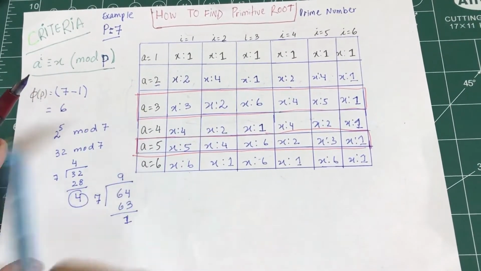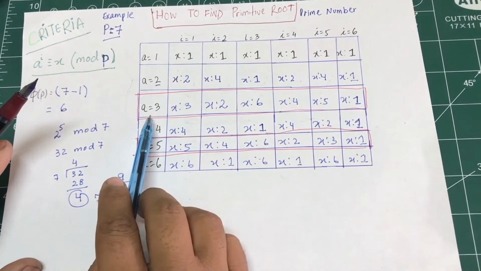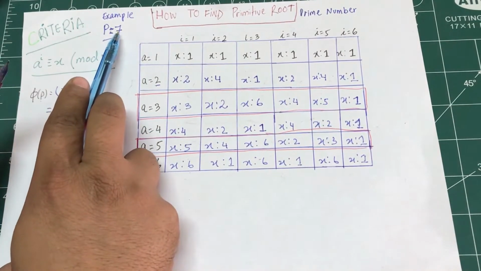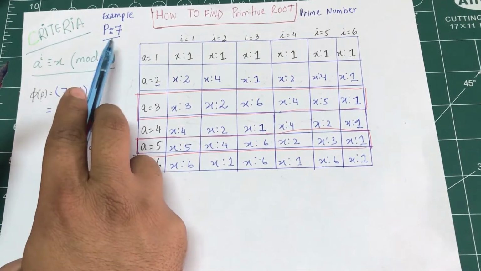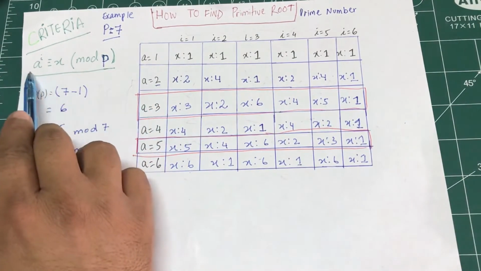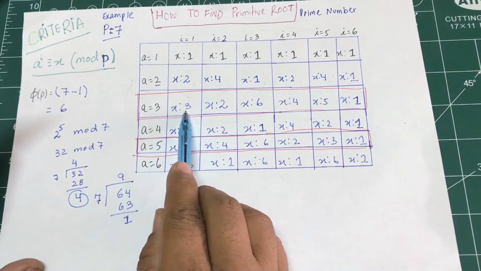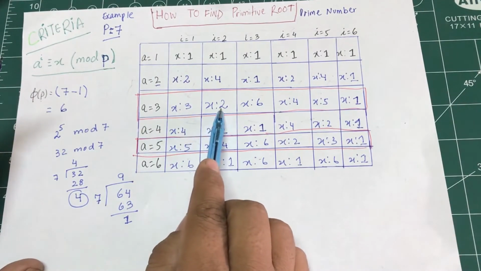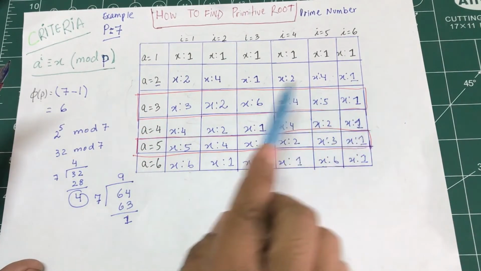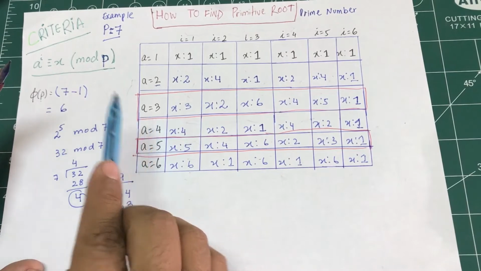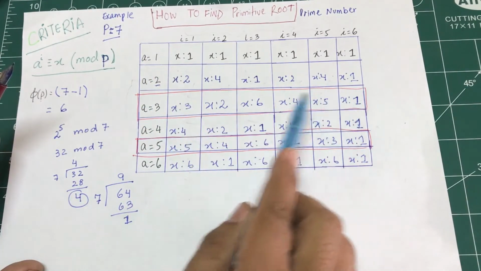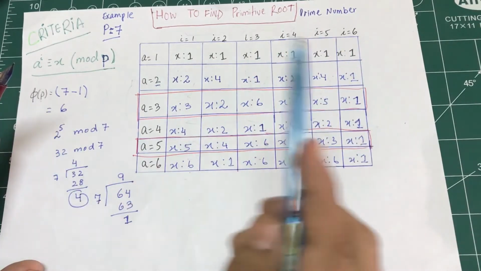Just to recap, the primitive root is the number that is going to generate this entire sequence up till p minus 1. Since I have a prime which is 7, 7 minus 1 is 6. So let's look at a equal to 3. When a is equal to 3, it is generating this entire sequence. Look at it: 3, 2, 6, 4, 5, 1. If I continue further, raising 3 to 7, after 1, the same sequence will repeat itself.